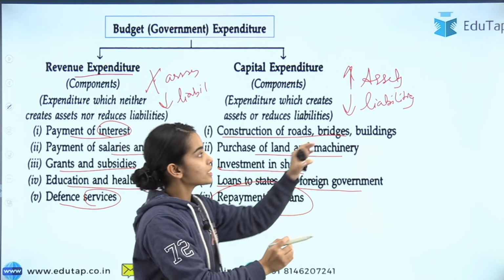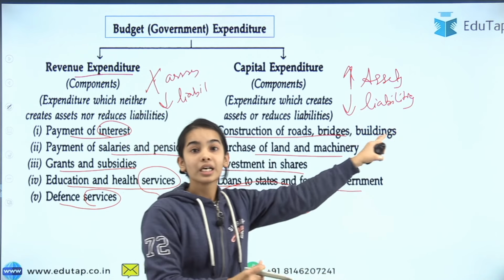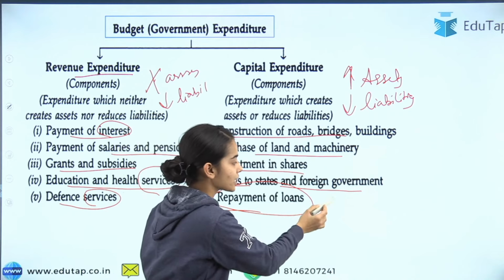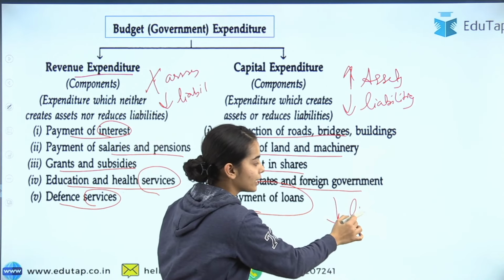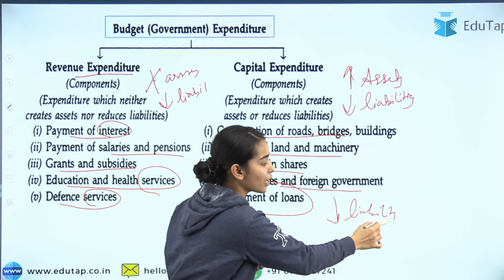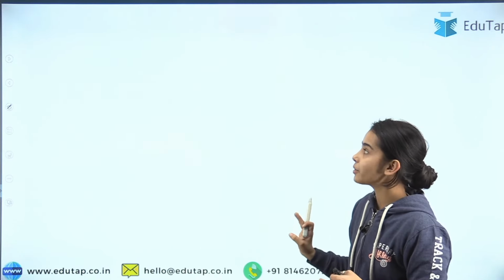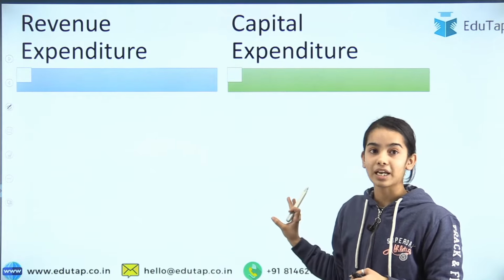Repayment of loans, that is you are decreasing the liability. Liability is something that you have to return, and so you are repaying the loans, that is you are decreasing your liability. I hope you have understood the expenditure also. Very easy, I must say, and you will understand it better with the difference when I will show you.